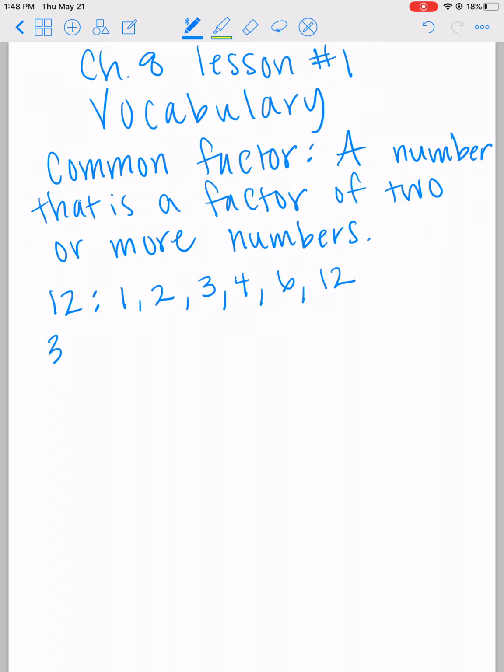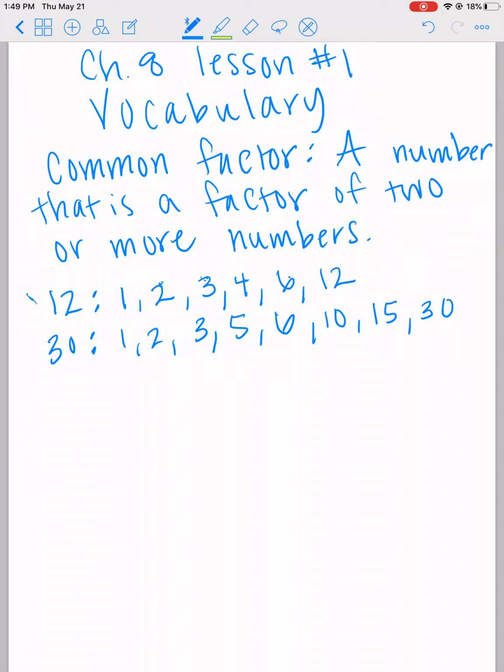So now let's do the number 30. Okay, 1, 2, 3, 5, 6, 10, 15, and 30. Okay, so we know all these numbers. So if you look here at the 12, 1 times 12 is 12, 2 times 6 is 12, 3 times 4 is 12, 4 times 3 is 12, 6 times 2 is 12, 12 times 1 is 12, and 30. Same thing. All of these factors go into 30.